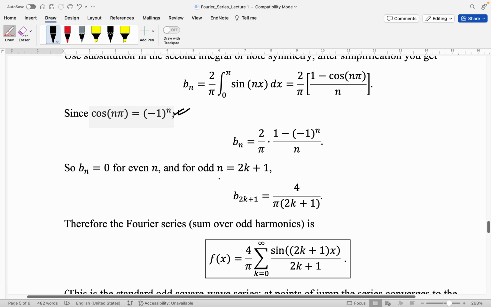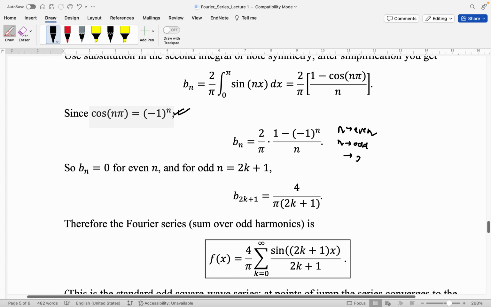Because what happens if n is even, then this becomes 1. So it becomes 1 minus 1, which is 0. So that means if we want a non-zero coefficient of bn, n has to be odd. If n is even, then this entire term becomes 0. So n needs to be odd to get a term.